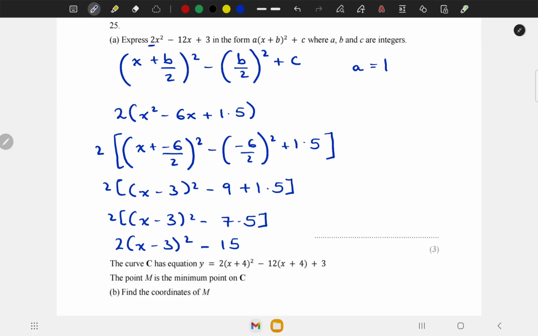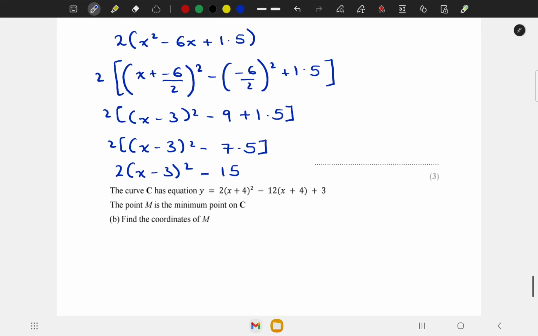Okay. Now, in this next question, you've been given the curve with the equation y equals 2 into (x plus 4) squared minus 12 into (x plus 4) plus 3.